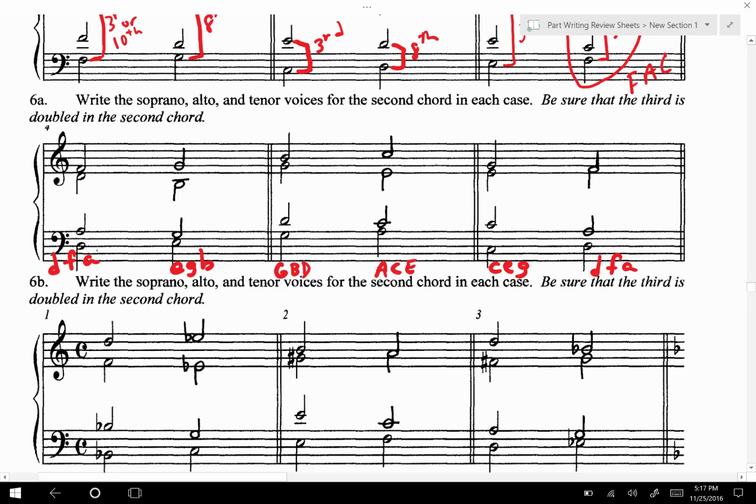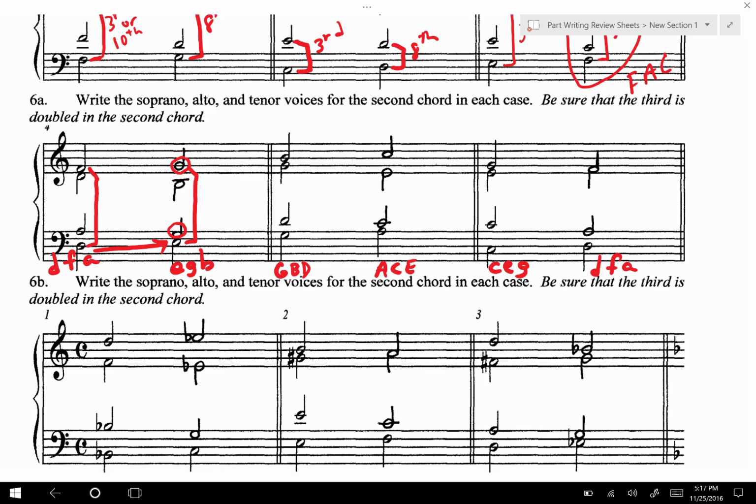The bass moves up by a second, so I have to find where my thirds are between the bass and soprano. Bass and soprano. So the soprano is going to sing a G rather than sing an E. So there is my third, doubled by the soprano, with one root and one fifth.